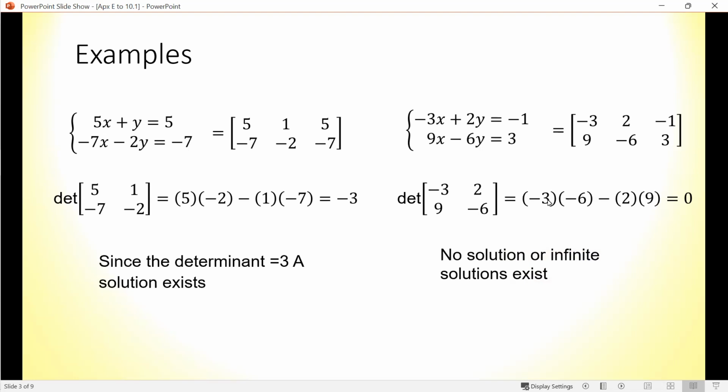Okay, and we'll go back and look at our original equations and notice that our second equation is just a multiple of our first equation, right? If we multiply our first equation by -3, we get our second equation. So in fact, this is a dependent system and there are infinite solutions because these two equations are essentially identical.